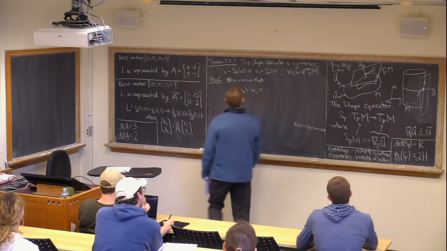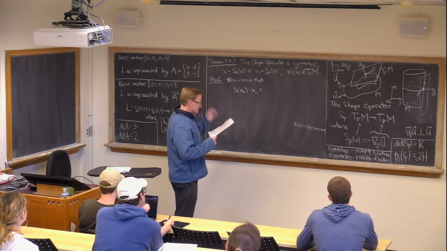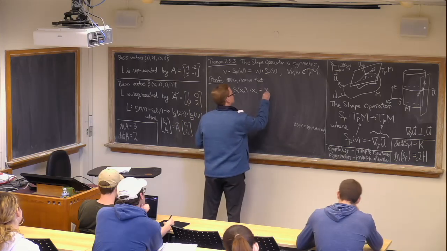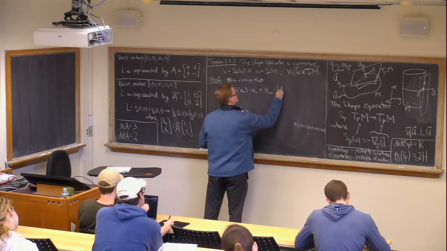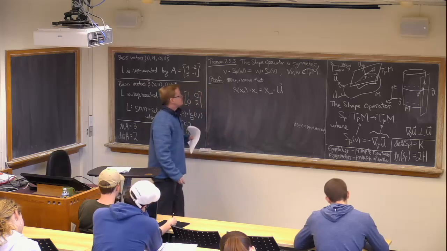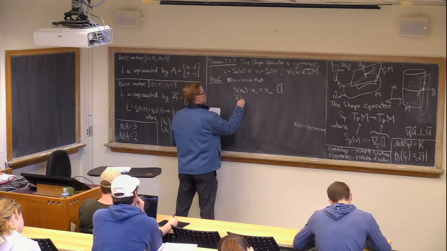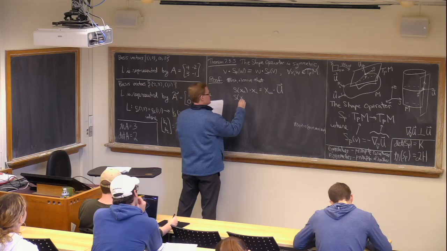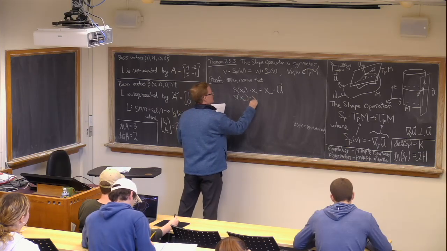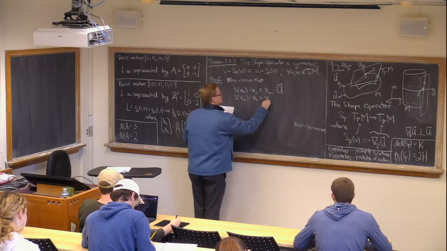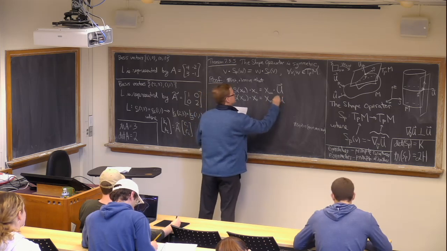Here, just pick one. I don't care. And what does it equal? It turns out there's an identity. This is equal to xuu dot u. Okay? And the shape operator of xu dot xv, this is xuv dot u.